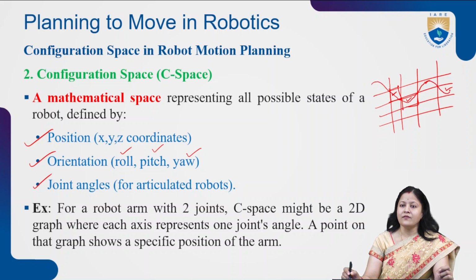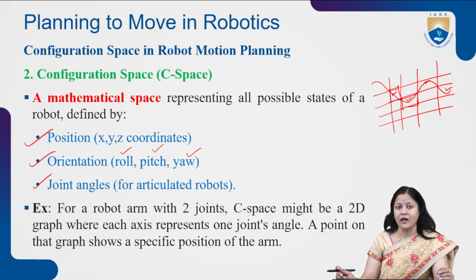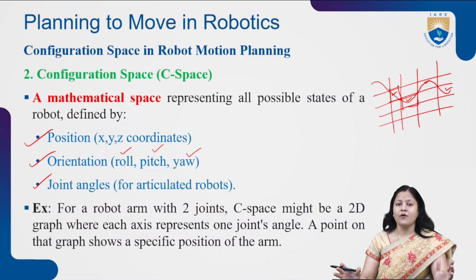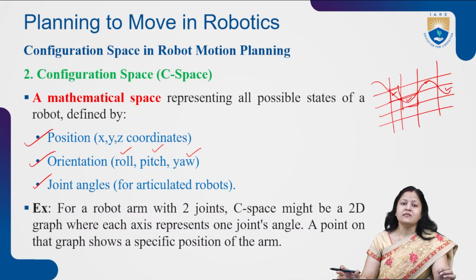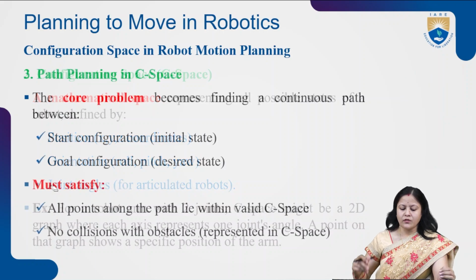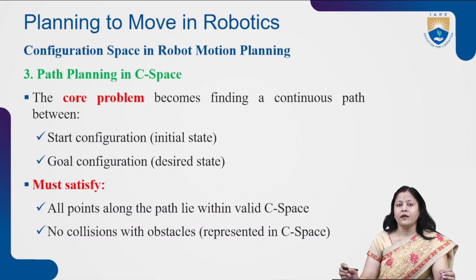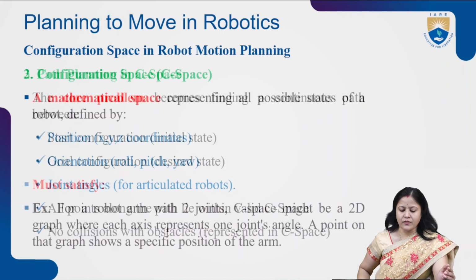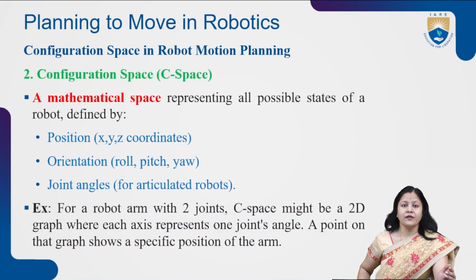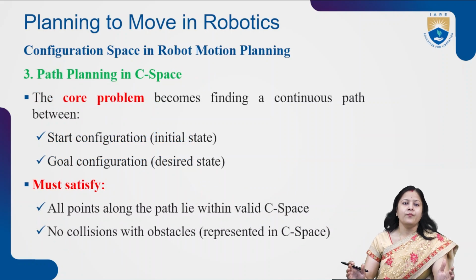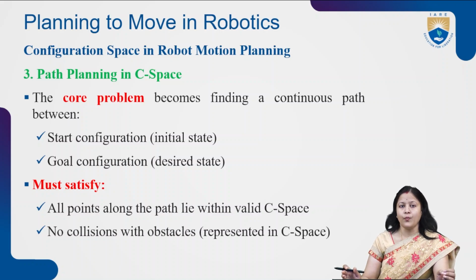After that, these free space observations will be converted in the form of a graph. That is why this type of space is called configuration space. Now the third point is path planning in configuration space. After the first step, defining the problem, the configuration space is identified, then the path will be planned by the robot, which is called path planning in C space.